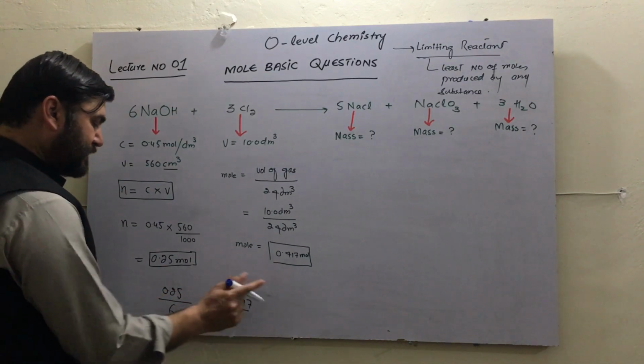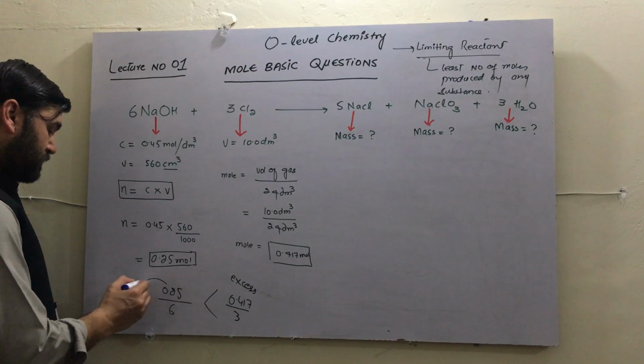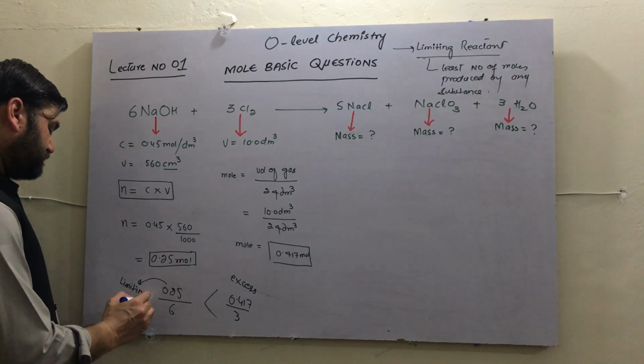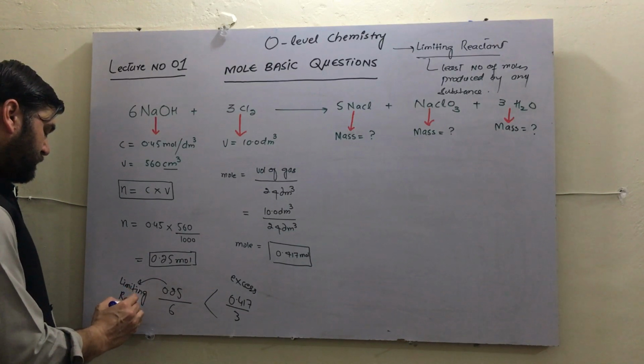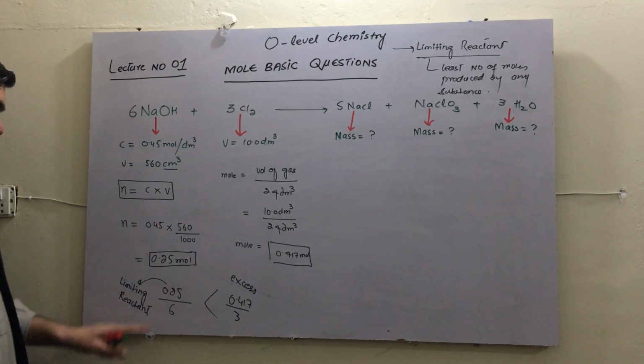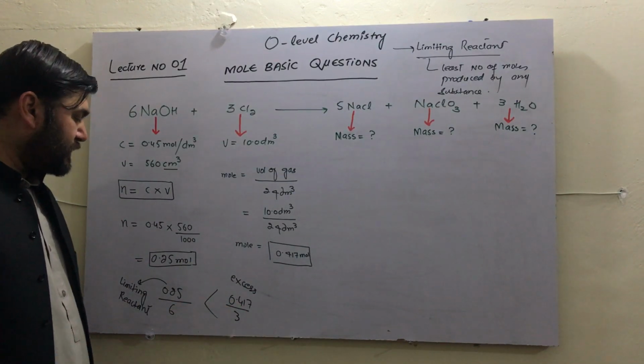Okay, this one is in excess. I apologize for that. And this is the limiting reactant, because when we divide by 6 it is lesser, and when we divide by 3 it is bigger in amount, so that's why it is in excess.